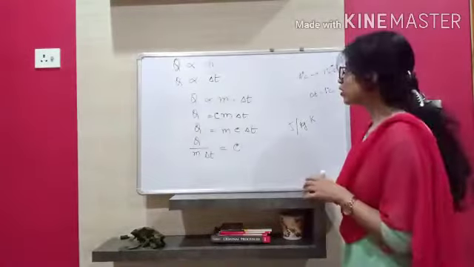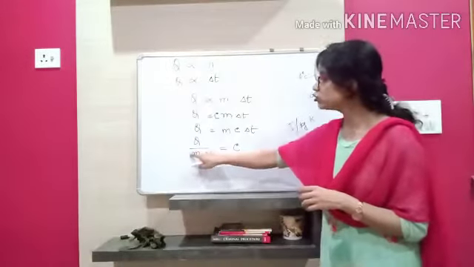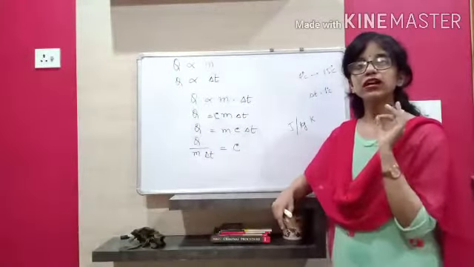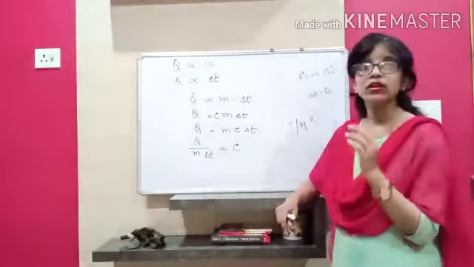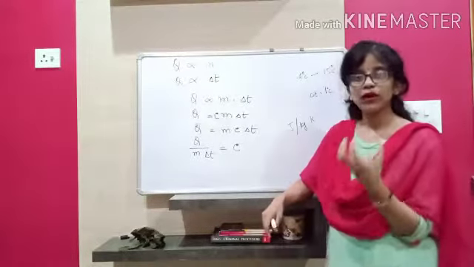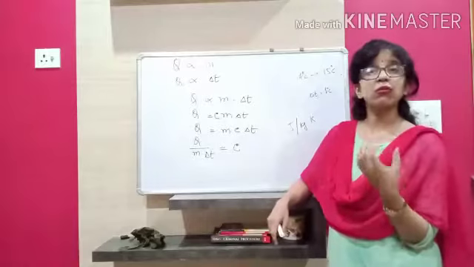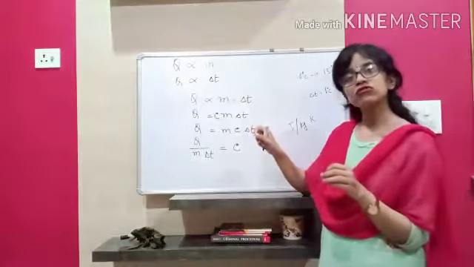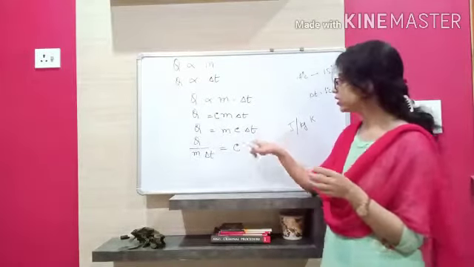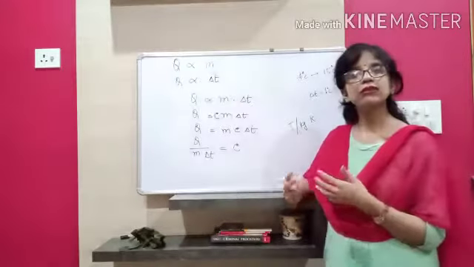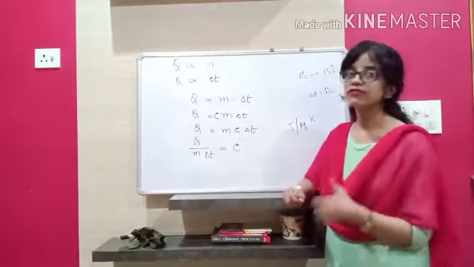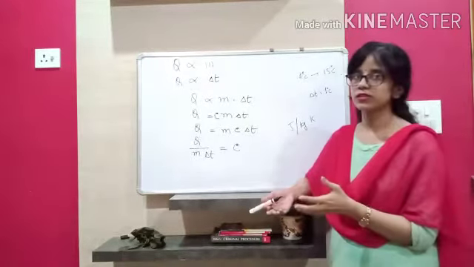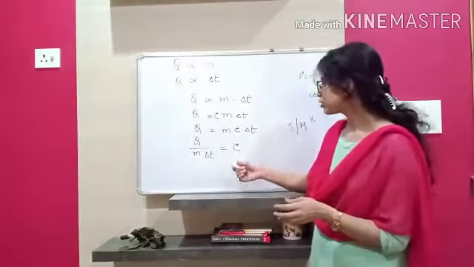Also, if you are taking the unit mass, see, amount of substance you can take 1 gram, 1 kilogram, or you can take 1 mole. If you take the amount of substance as 1 mole, then this specific heat capacity will be known as molar specific heat capacity or molar specific heat. Okay, so this is there.